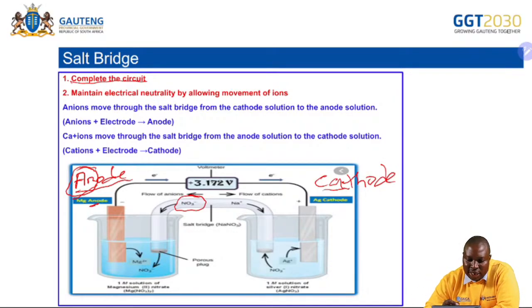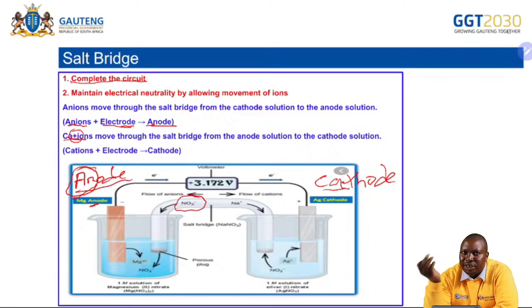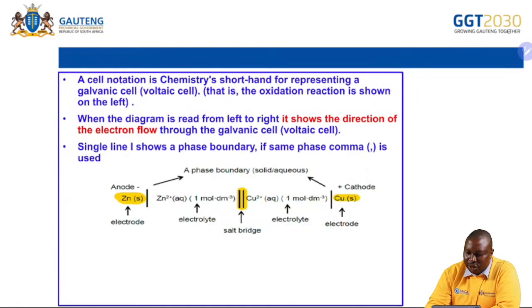I as well wanted to show you that, from the name itself, if you take the prefix An, meaning anions, and the suffix ode, meaning electrode, it gives you anode. So anode is where the anions will flow to, and cathode is where the cations will flow to. For you not to forget, take the t in cathode as a positive sign, so that when you see that t, it reminds you that the positive ions will go to the cathode. I hope I clarified the issue of the functioning of the salt bridge.